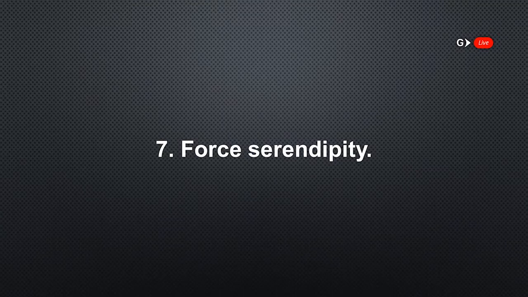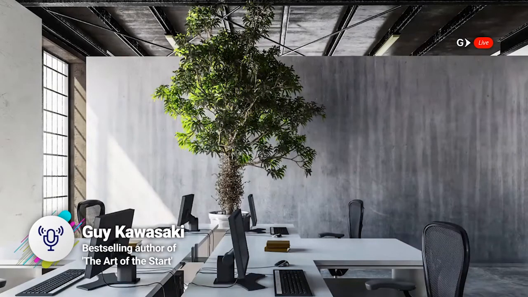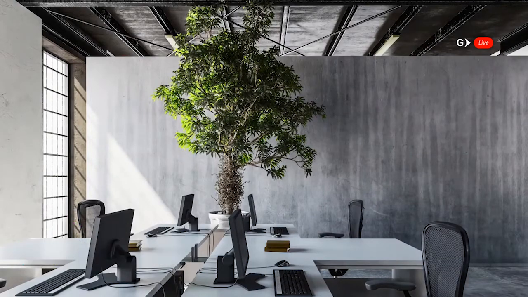Number 7. Number 7 is, let's face it, many of our offices look like this picture, right? Beautiful but empty. And so this recommendation is about forcing serendipity. And by that I mean, we didn't have to force serendipity before, because when we all came to some place, we could physically meet in the elevator, we could physically meet in the lobby, we could physically bump into each other in the cafeteria, all that kind of stuff could happen. But now, with everybody working remotely, we have to figure out ways to force serendipity.